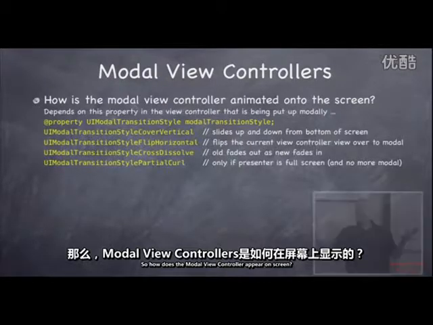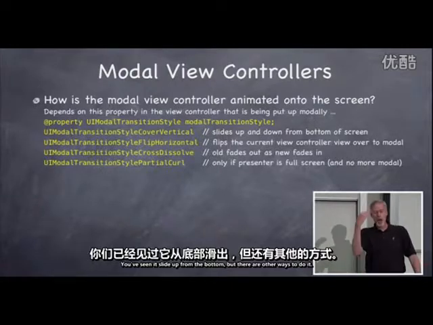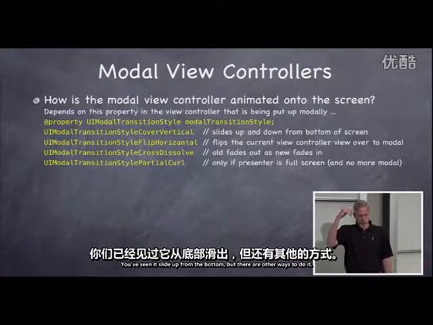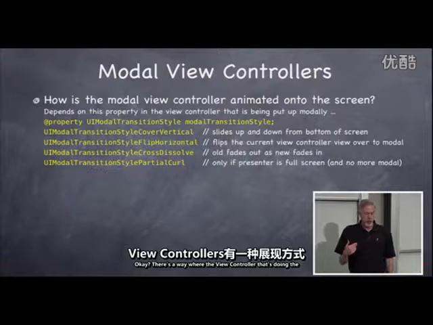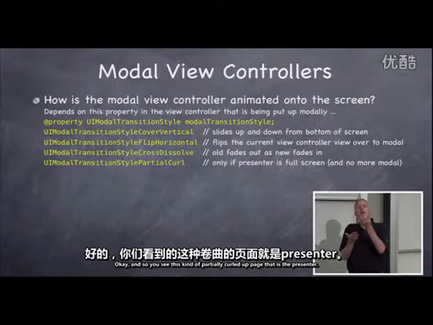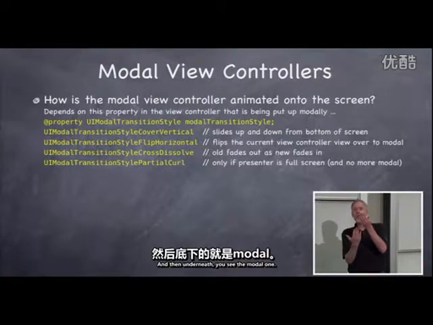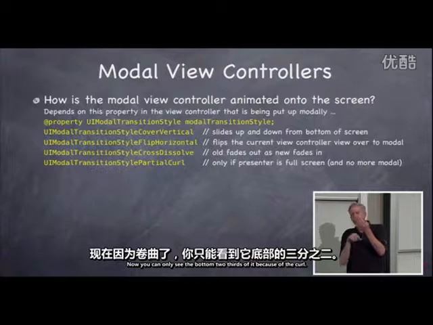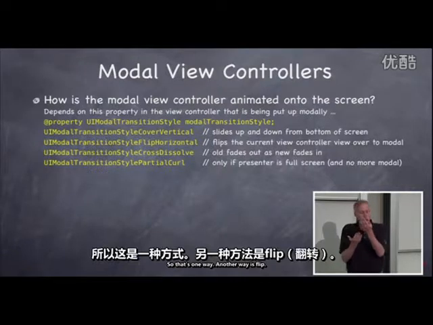So how does the modal view controller appear on screen? You've seen it slide up from the bottom, but there are other ways to do it. There's a way where the view controller that's doing the presenting can actually be like on a piece of paper on top of the one that's going to be modal and curl up. And so you see this kind of partially curled up page that is the presenter, and then underneath you see the modal one. Now you can only see the bottom 2/3 of it because of the curl.